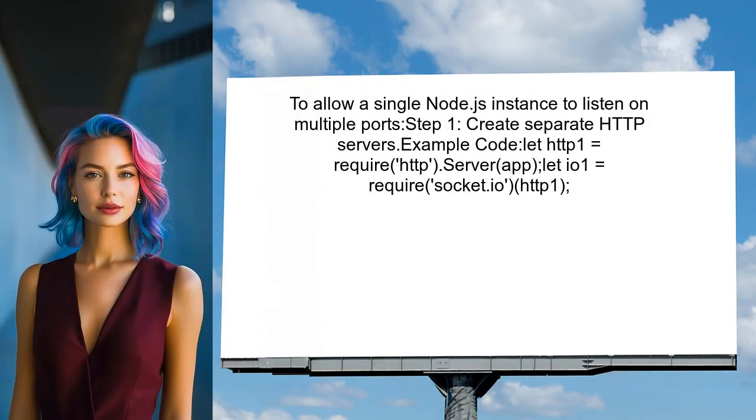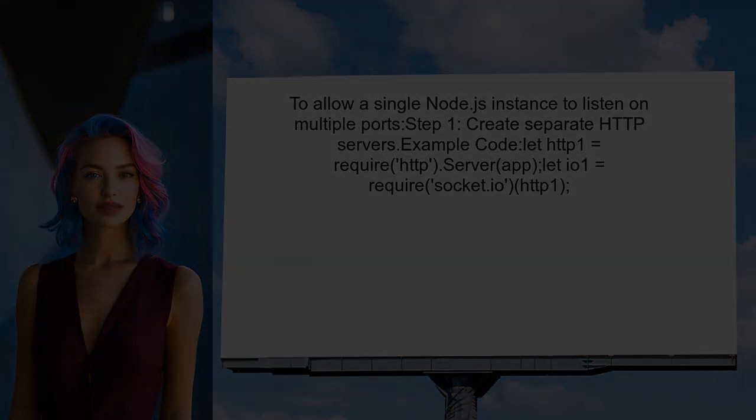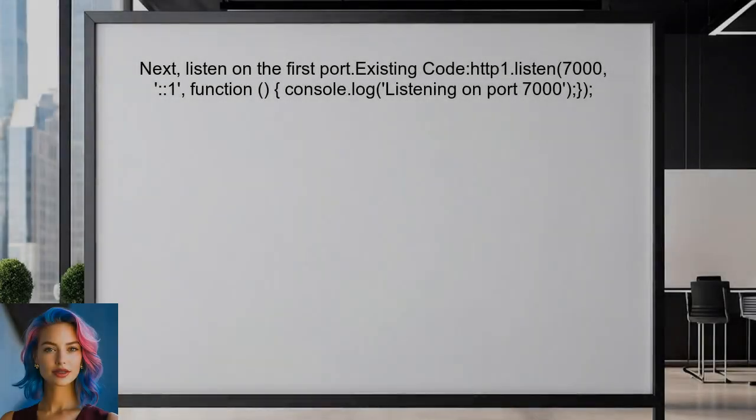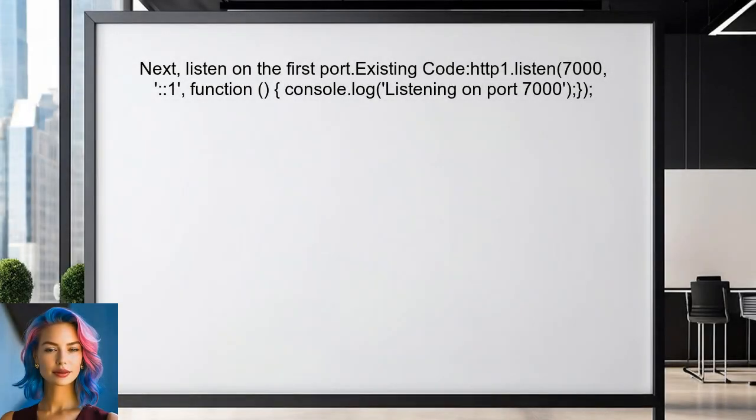To allow a single Node.js instance to listen on multiple ports, the user can create separate HTTP servers for each port. This means they will need to set up a second server instance. Next, the user should listen on the first port, which is already set up in their code. They can keep the existing code for the first server.